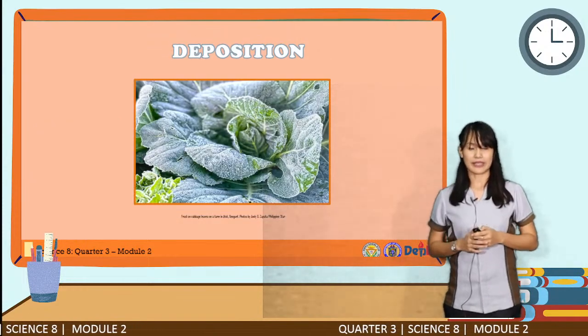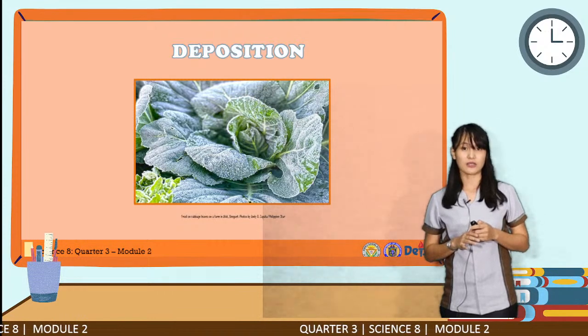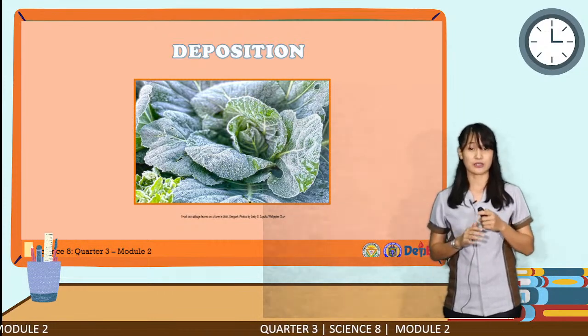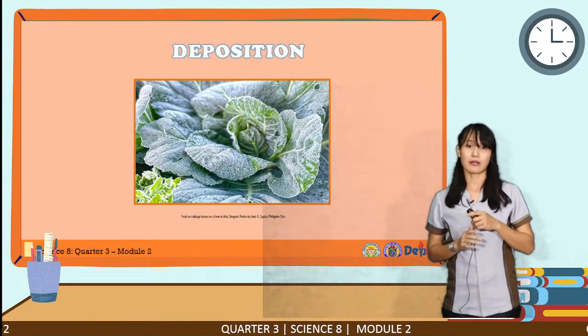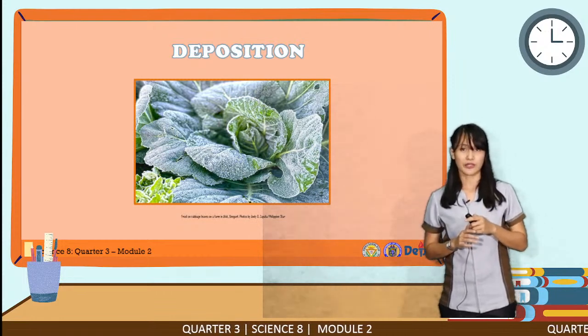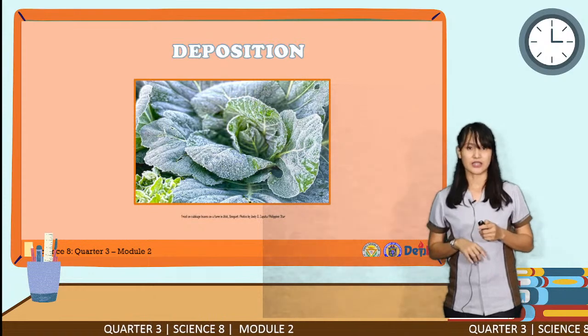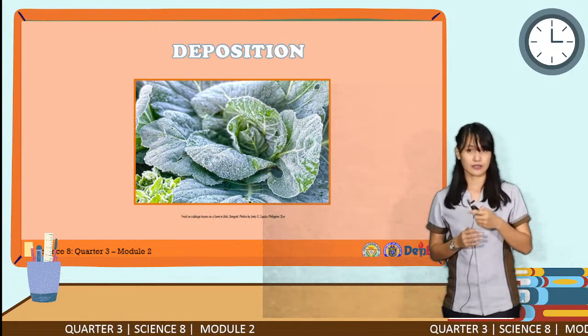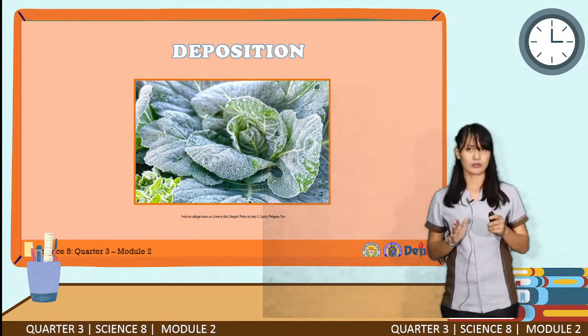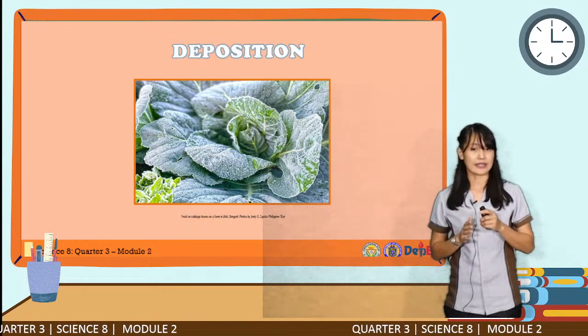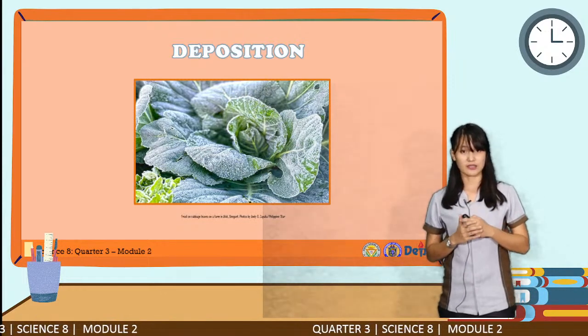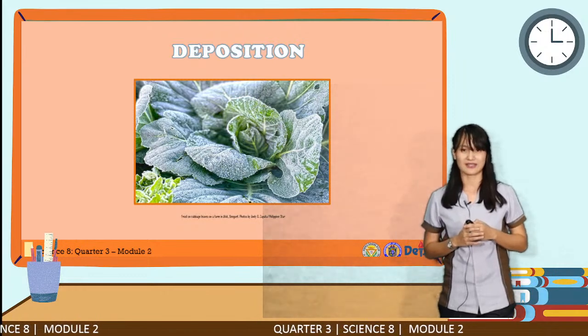In Atok, Benguet, a layer of frost covered some plant crops as the temperature in the area drops, brought by the northeast monsoon, or locally known as amihan. Heat energy is released as the ice crystals form, in which the particles begin to slow down and come closer together. Thus, it is an exothermic process.